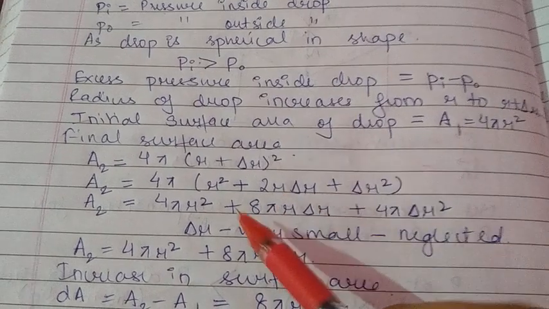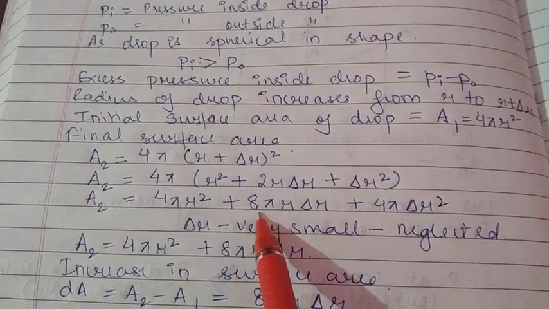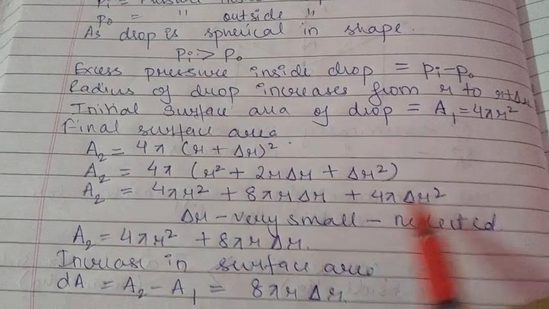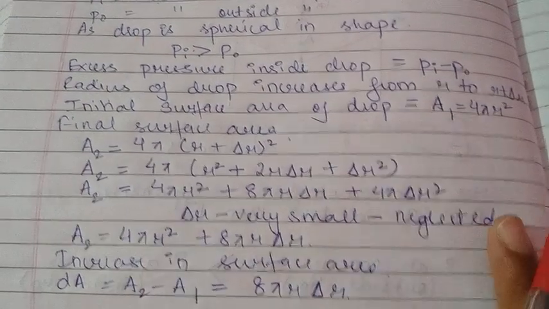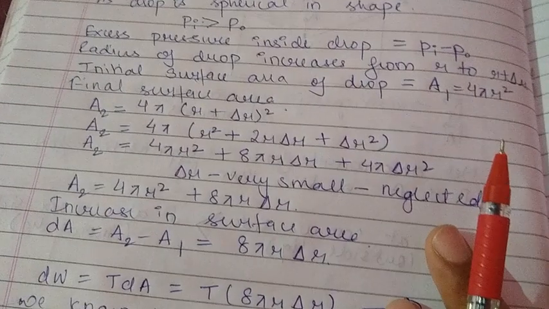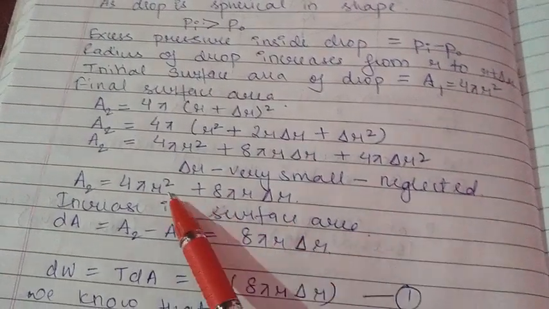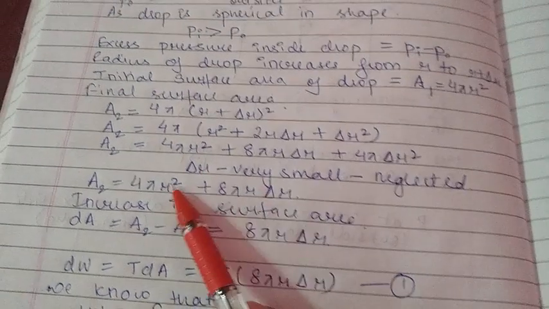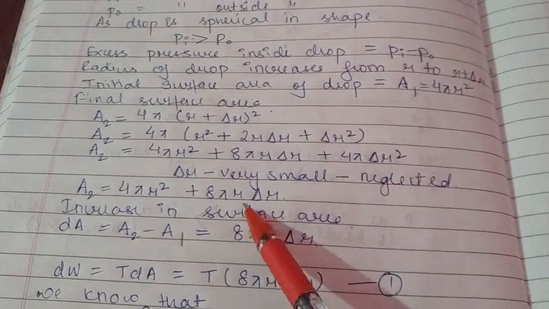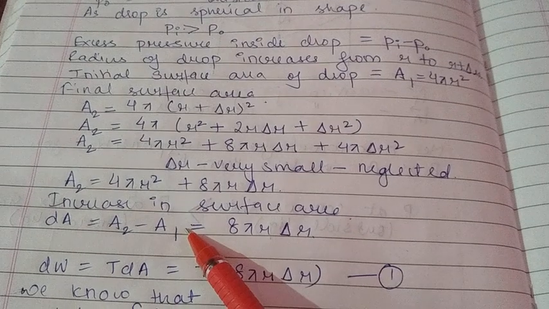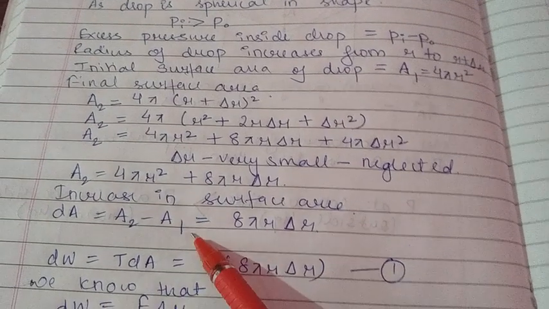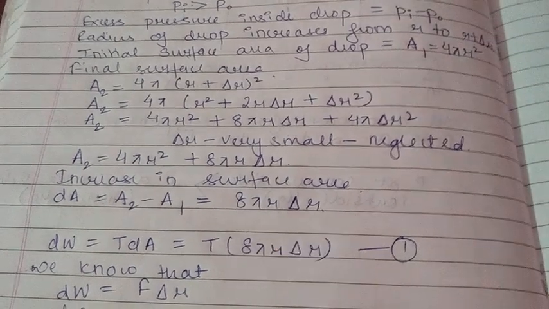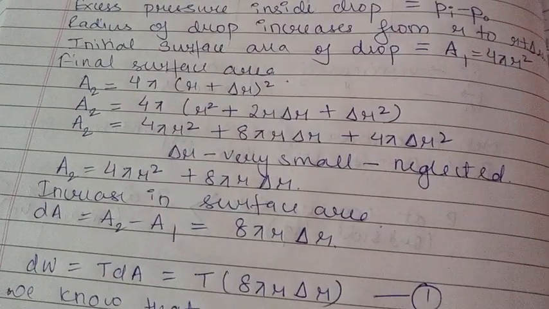Expanding this, you will get 4 pi r square plus 8 pi r delta r plus 4 pi delta r square. Now this delta r is very small, so we can neglect that quantity, and the remaining is 4 pi r square plus 8 pi r delta r. Now you have A1 and A2. So the increase in surface area can be written as A2 minus A1, and you will get 8 pi r delta r.